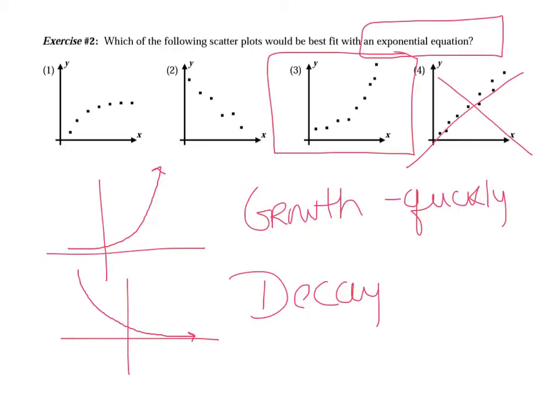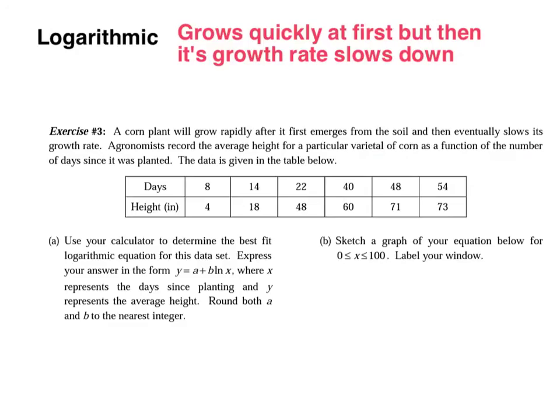Hopefully you would agree. All right, now we're going to switch gears. We have a logarithmic regression. So again, I would box this in your notebook here, and here's our definition. Grows quickly at first, but then its growth rate slows down. Okay, so exponential just shot up and it was quick growing. This one's going to grow quickly at first, but then it's going to slow its roll.